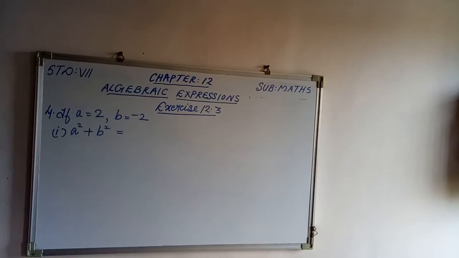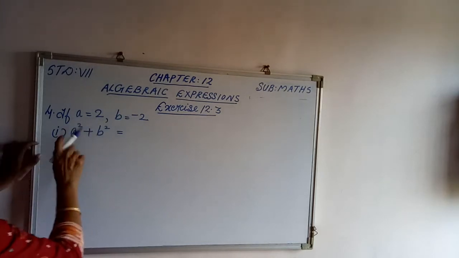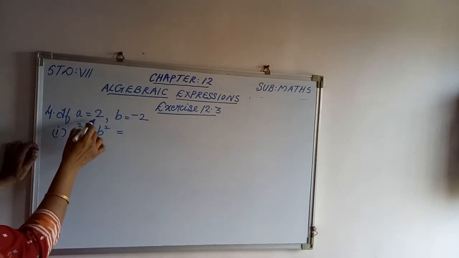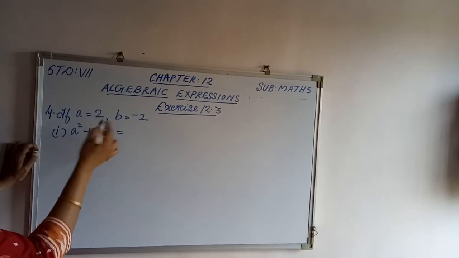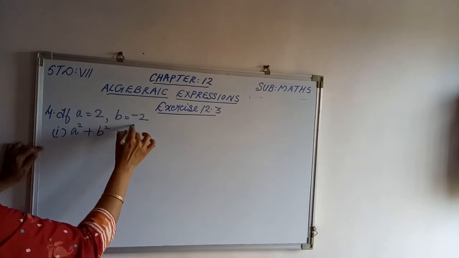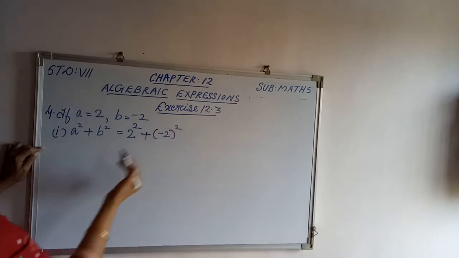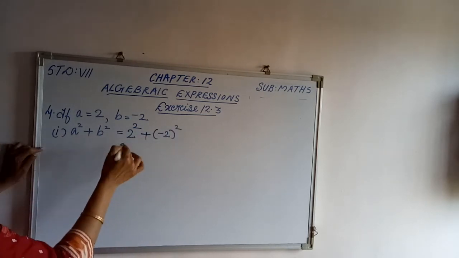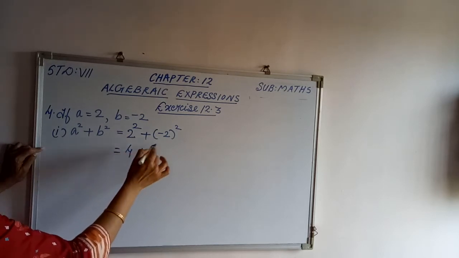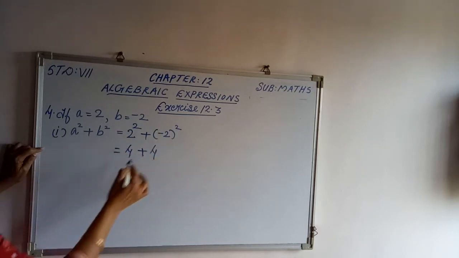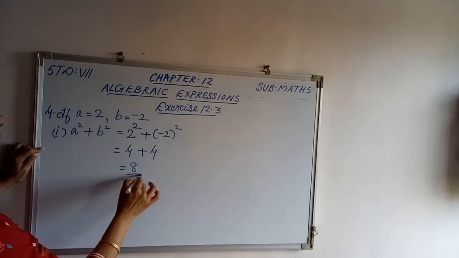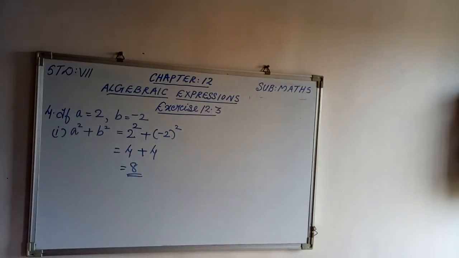Question 4. If a is equal to 2, b is equal to minus 2, find the value of, first question, a square plus b square. Now see, the value of a is given, b is also given. Let's substitute 2 in place of a, then a square means 2 square plus minus 2 the whole square. That's equal to 2 square means 2 into 2, that is 4, plus minus 2 square also is 4, so the answer you will get is 8. So 8 is the answer.